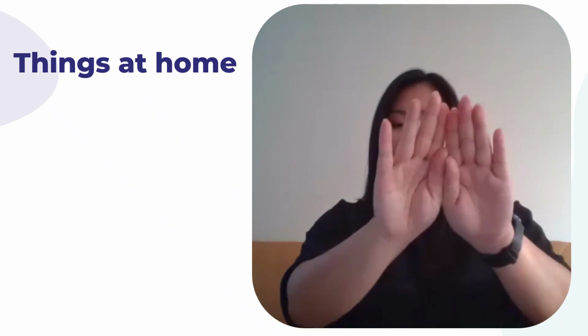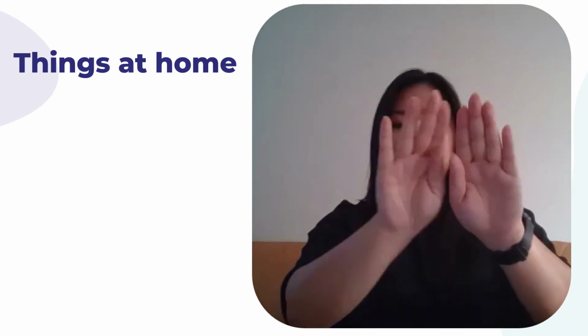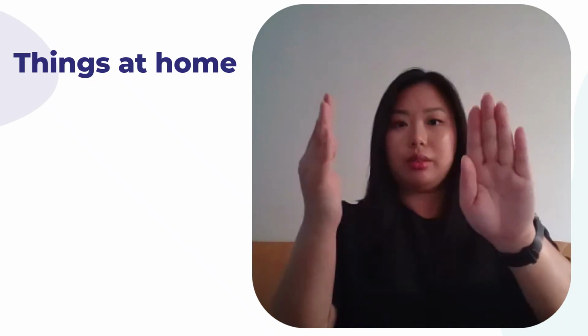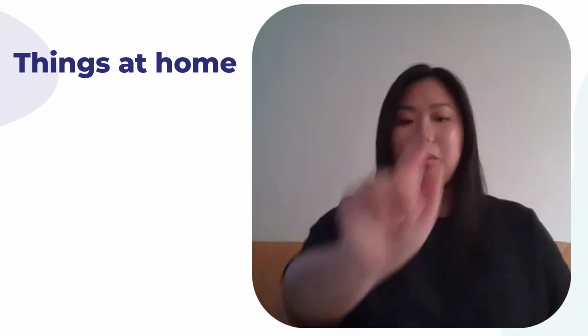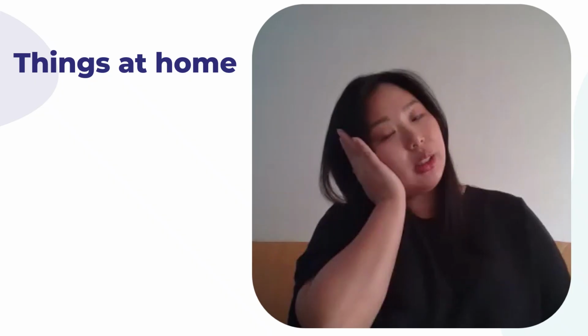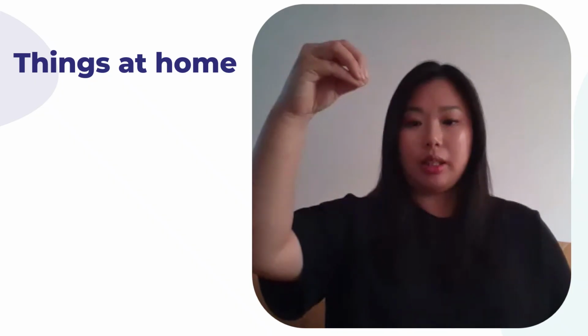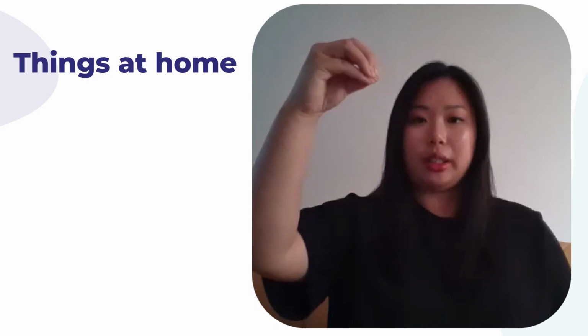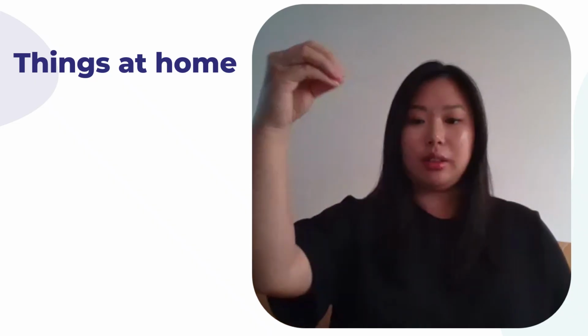Door, hands together and open one like a door. Toilet, you make a T and then shake. Bed, open palm to your cheek. Light, start with your fingers together and up, move down and open your hand, so like the light is shining.